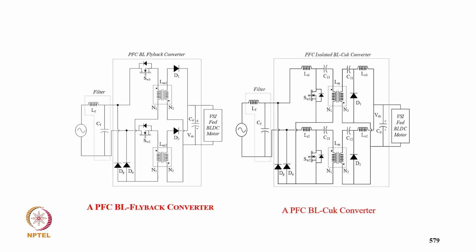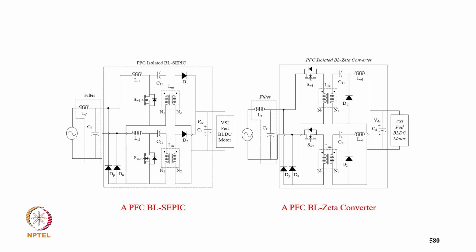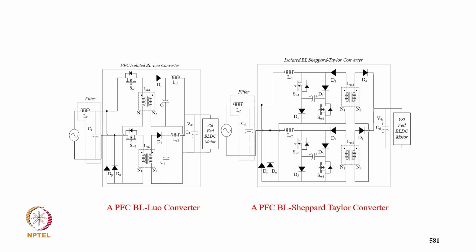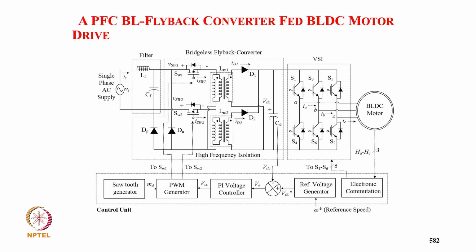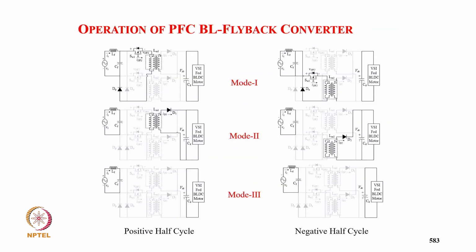Here again we use two converters, one for the positive and one for the negative side. Similarly for the PFC bridgeless Cuk converter, PFC bridgeless SEPIC converter, bridgeless PFC Zeta converter, bridgeless PFC Luo converter, PFC SEPIC Taylor converter. So these are typically the first category of PFC bridgeless flyback converter, isolated converter for the BLDC motor drive. So you can say one converter is used for the positive half cycle, another for the negative half cycle, and we don't sense the input voltage or input current. We sense only the DC voltage for speed control, and we sense only the Hall signal. We don't sense the winding current here also.